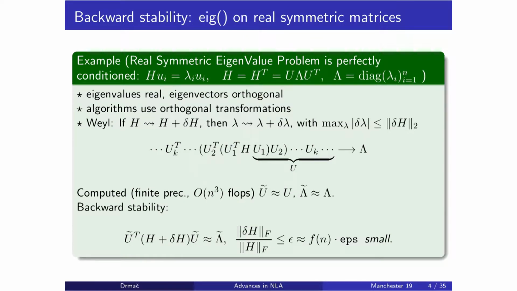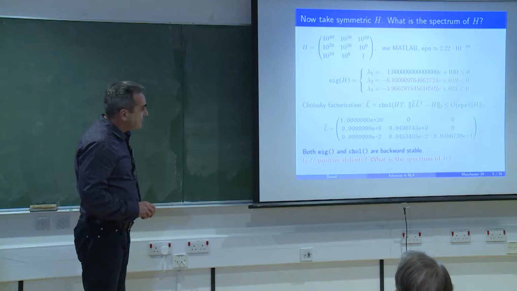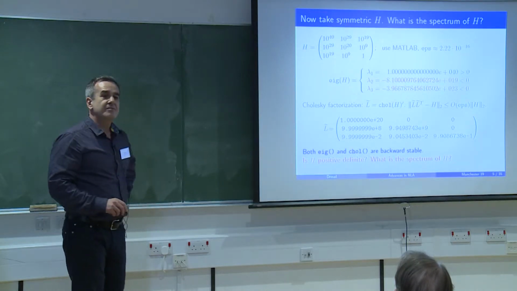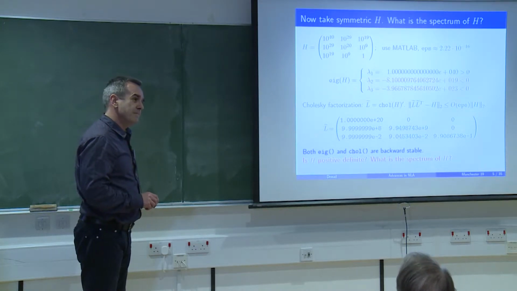We start with a problem that we know is perfect, well-conditioned, everything is beautiful: the symmetric eigenvalue problem. The spectrum is real, the eigenvectors are orthonormal, algorithms are based on unitary orthogonal matrices, backward stability is there, so everything is perfect. Then we take one example, a 3×3 matrix in MATLAB. Eig gives 1 positive and 2 negative eigenvalues. If I ask for the Cholesky of this matrix, I get a pretty decent Cholesky factor. So now the question: this is backward stable, this is backward stable. Is this matrix positive definite or not? Because these two contradict each other, although this is orthogonal and this is non-orthogonal.